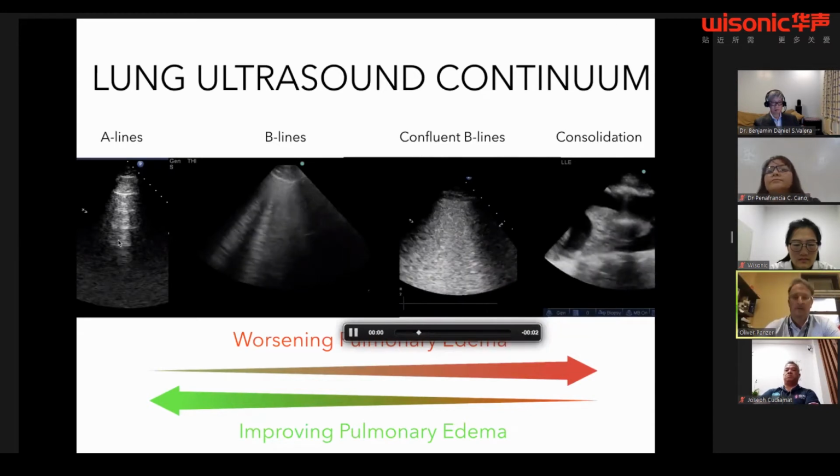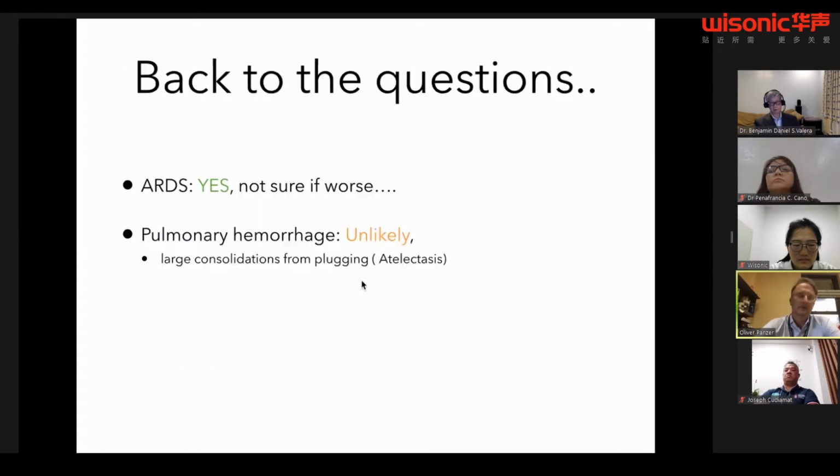And we used this quite a bit during the COVID crisis. So going back to the questions that we asked ourselves initially: what's the reason for this patient's worsening respiratory mechanics and oxygenation, worsening pressors? And one question was, is this worsening ARDS?